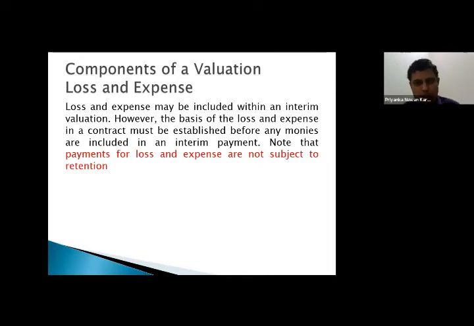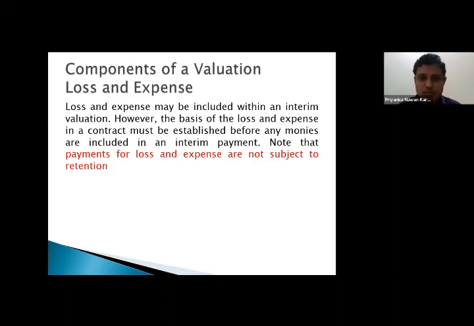Now, even though you are a little bit unfamiliar with this, it can also be incorporated within evaluation. Loss and expense may be included within an interim valuation. However, the basis of loss and expense in a contract must be established before any monies are included in an interim payment. Okay, so this is like finalization of a claim, right? Finalization of a loss and expense claim, which is made by the contractor, and then once you finalize, you decide the terms of reference, how you are going to pay that one.